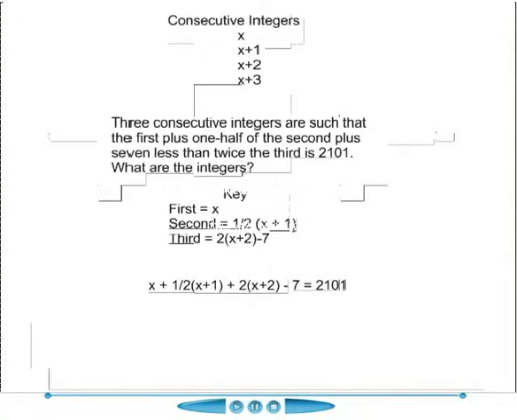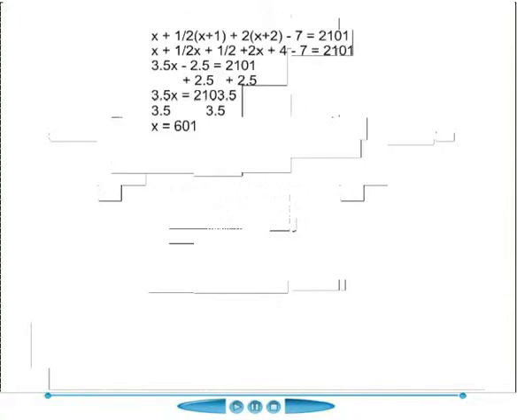Now let's put it all together. x plus 1/2 of x plus 1 plus 2 times x plus 2 minus 7 is equal to 2,101.